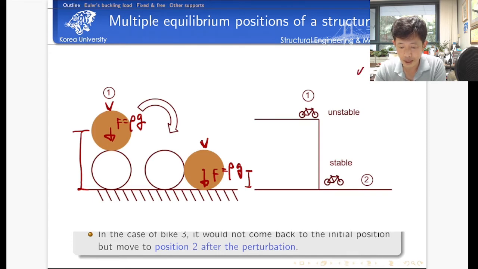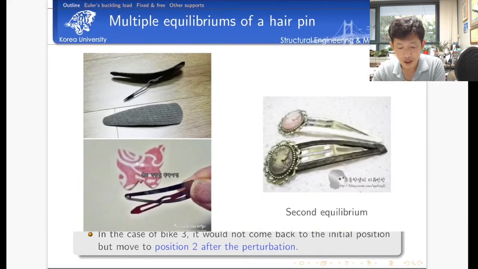So I have a step here, that I can put my bike here and also here. Obviously the energy level here is smaller than this. Make sure that these 2 positions correspond to equilibrium positions. There may exist multiple equilibrium positions. Okay, so let's consider another problem.